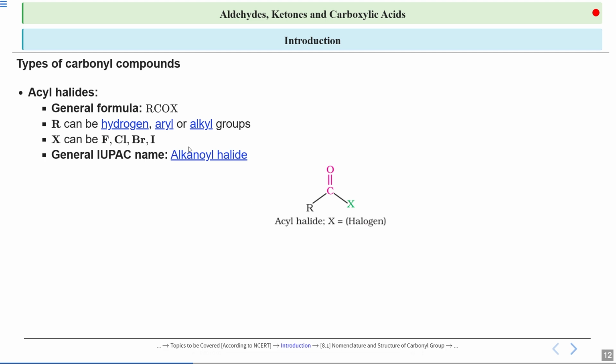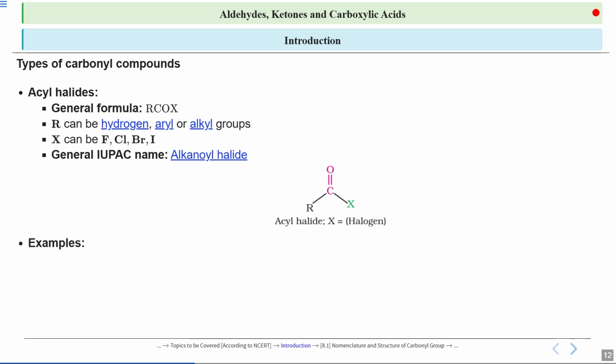So if you see over here, this is how acyl halides look like. You have a carbonyl group, which is C double bond O. On one side there is an R group that can be a hydrogen, aryl, or alkyl. And on this side there is a halogen, which can be fluorine, chlorine, bromine, or iodine. Okay.